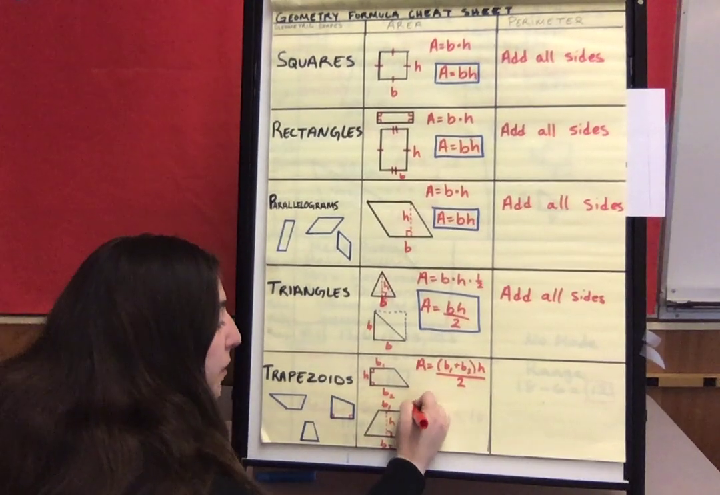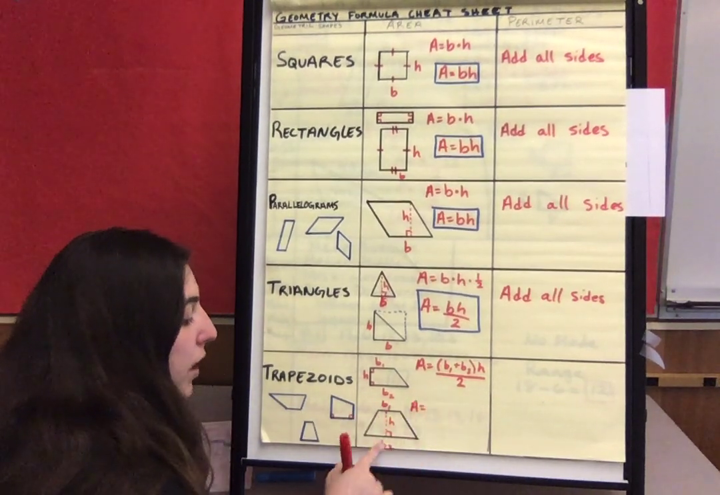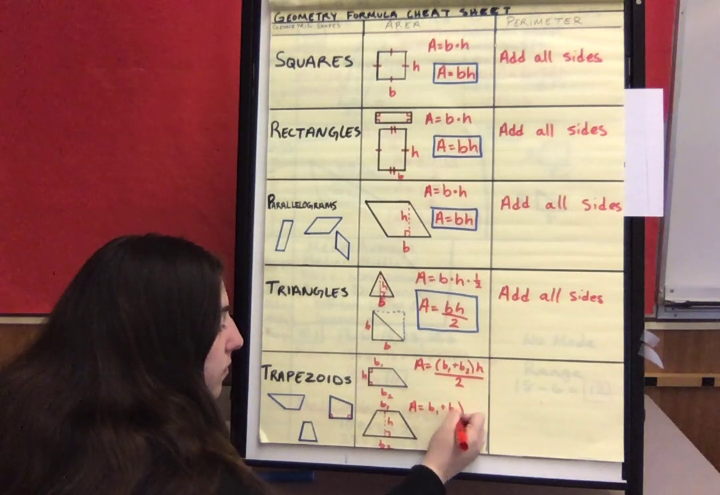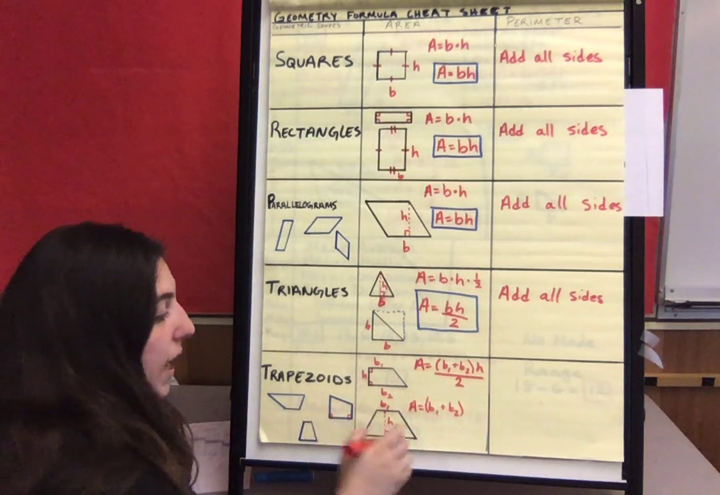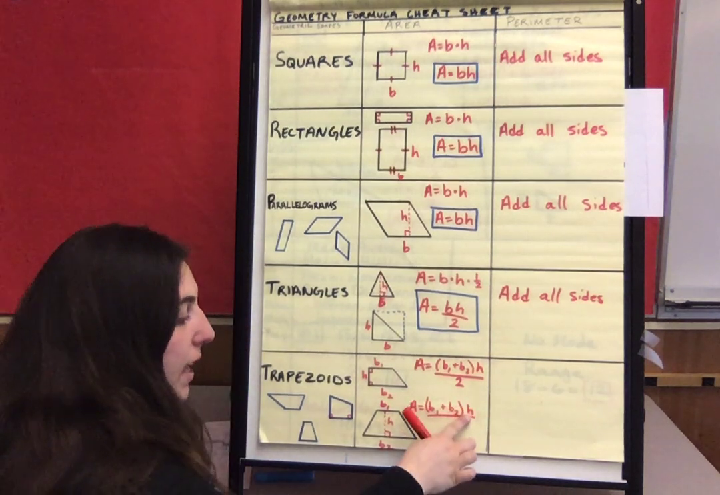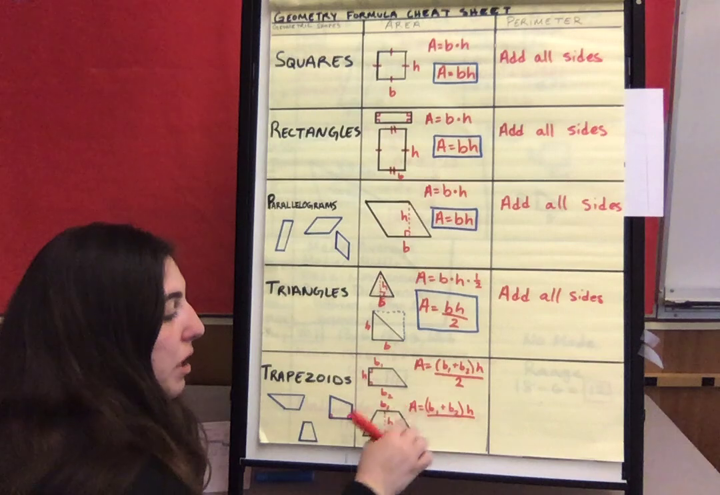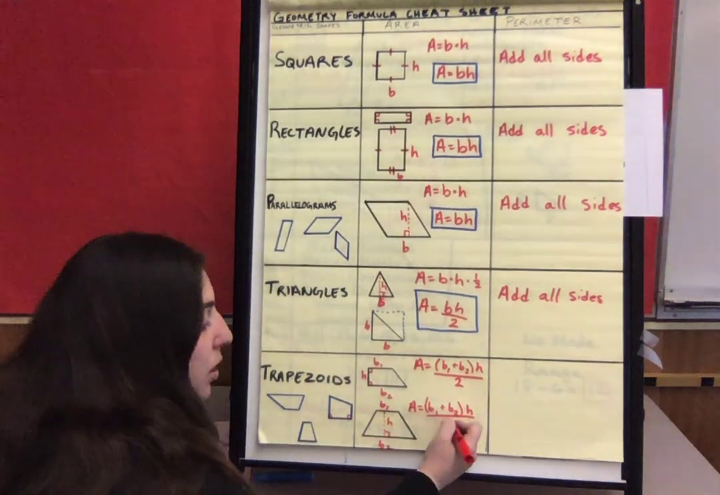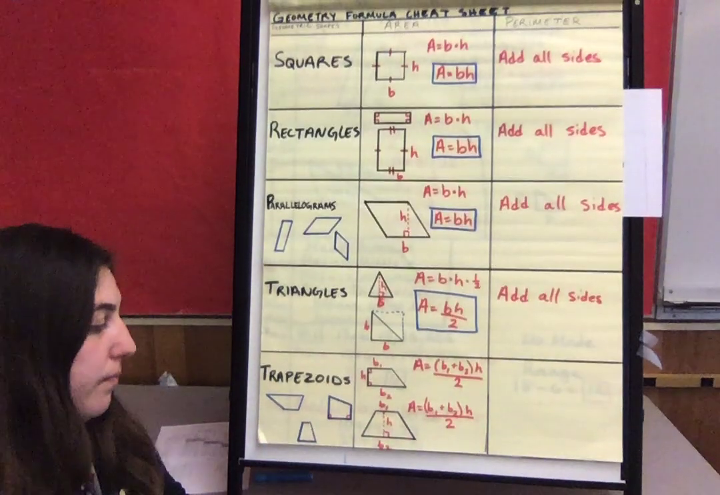So my area formula is going to be the same. Base 1 plus base 2 times the height. So I write the H right outside of the parentheses. That means it's being multiplied, okay? And then I'm going to divide it all by 2.